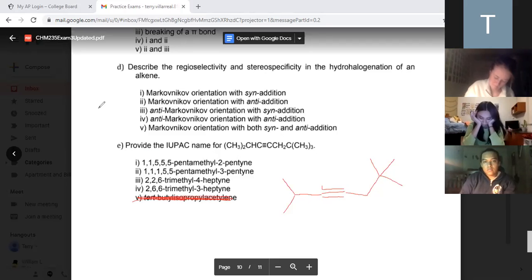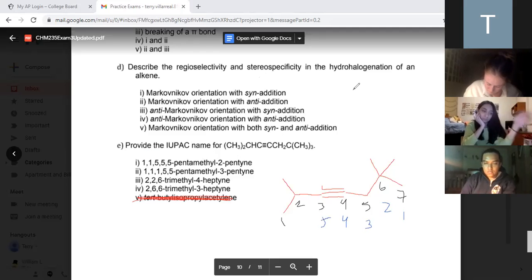Next thing you want to do is try and number from left to right: 1, 2, 3, 4, 5, 6, 7. And then do it the other way: 1, 2, 3, 4, 5, 6, 7. What is your biggest functional group in this molecule? The triple bond. And that needs to start on the highest number or the lowest number? The lowest number. So what should the number be that it starts with?